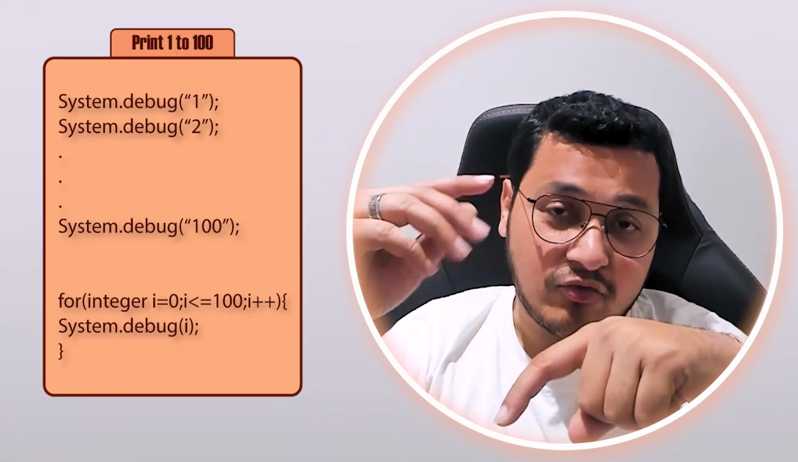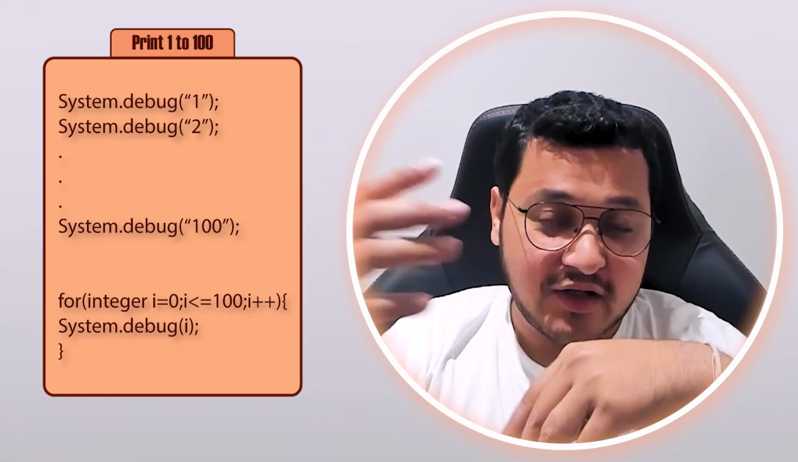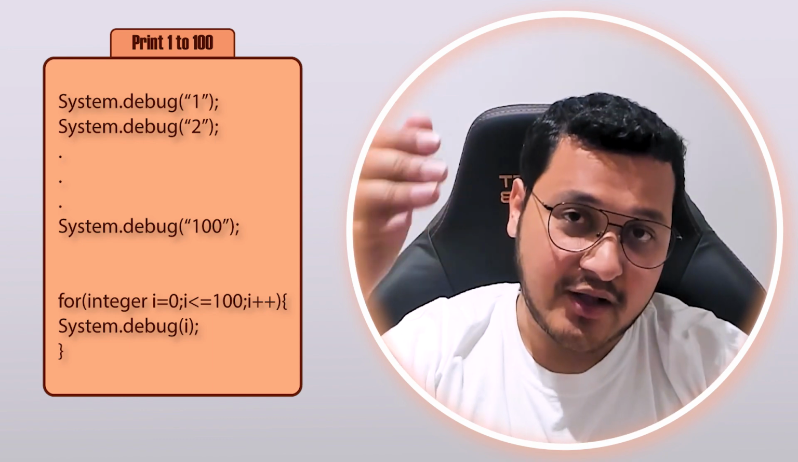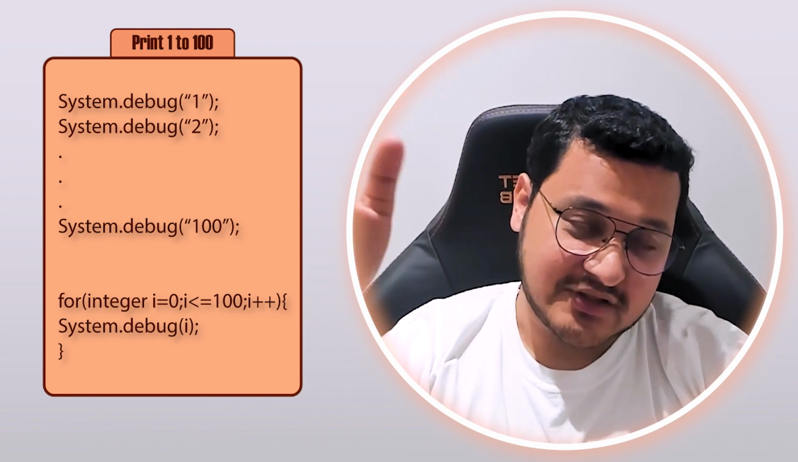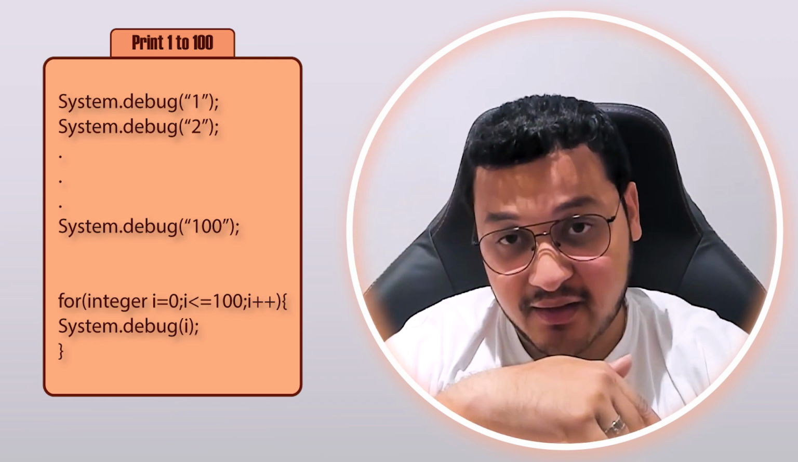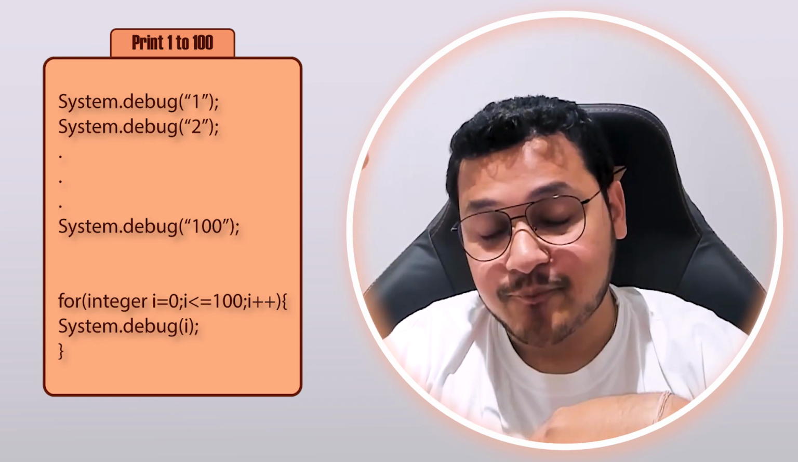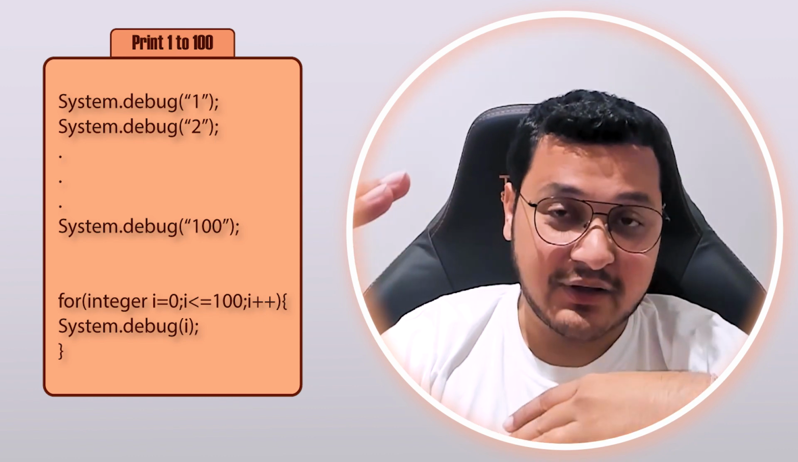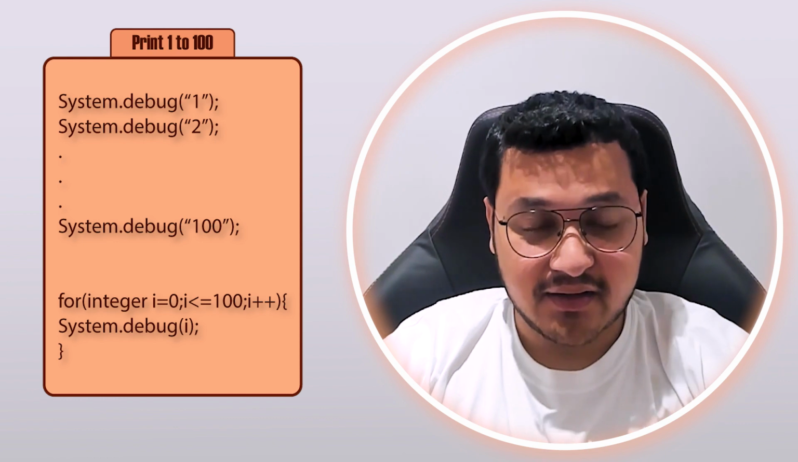So you want to execute a block of statements a particular number of times. Let's say you want to print 1 to 100. One way of printing 1 to 100 is that you write system.debug 1, system.debug 2, system.debug 3, and 4 and 5 and so on until 100. So you write 100 lines of code just to print 1 to 100. Or you can write 3 lines of code, a loop.